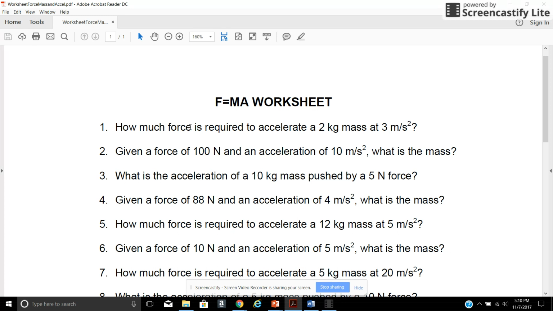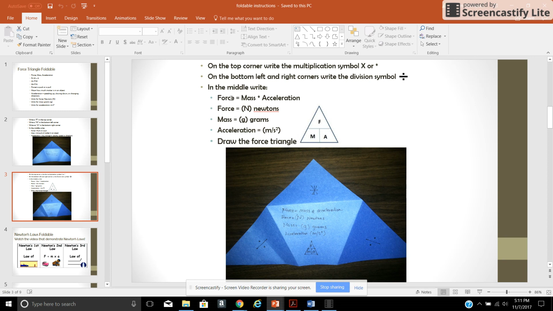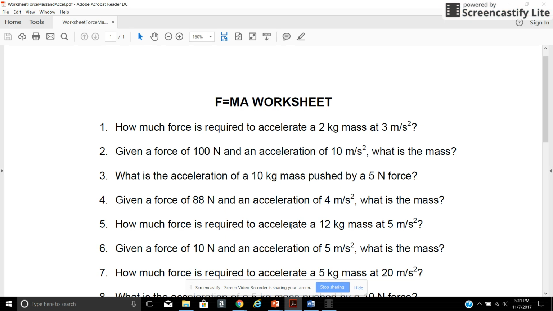It's asking for force. So if you use your triangle, it tells you force equals mass times acceleration. So all you would do is multiply these numbers, 2 times 3. And so for number 1, the answer is 6, but remember you need a unit, 6 newtons. All of these things that you need can be found using your foldable. So please do that and work efficiently because you are turning this in and you still have an exit ticket to complete today. And this is all for a grade.